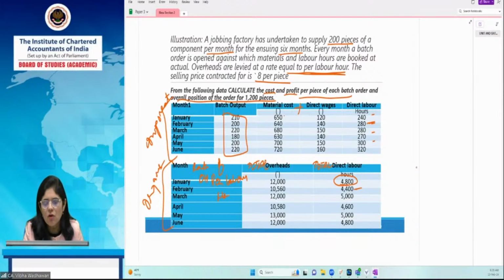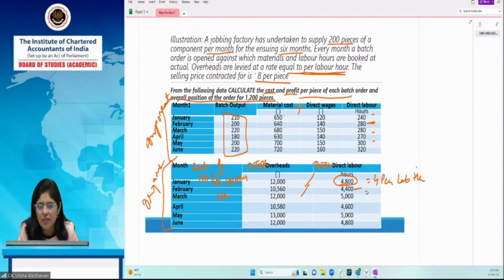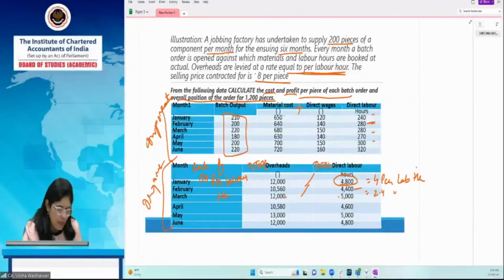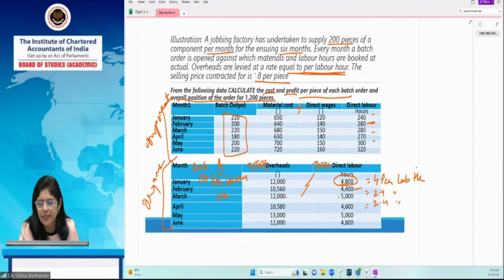How do we calculate? Overheads divided by labor hours. So 12,000 divided by 4,800 is 4 per labor hour. 4 per labor hour is the overhead rate for January. What about February? 10,560 divided by 4,400. It is 2.4 per labor hour. For March, 12,000 divided by 5,000. It's 2.4 again per labor hour.